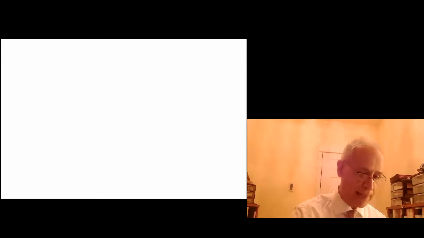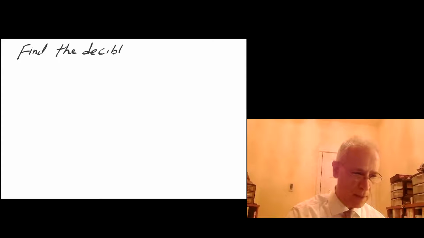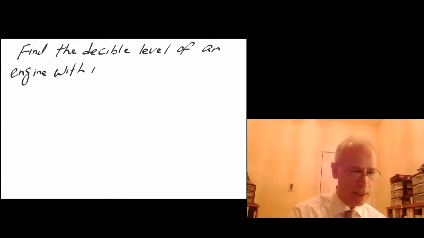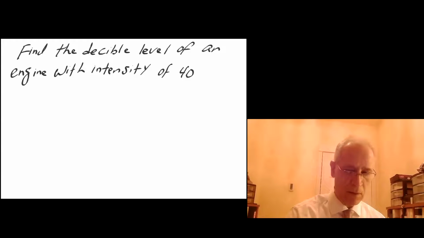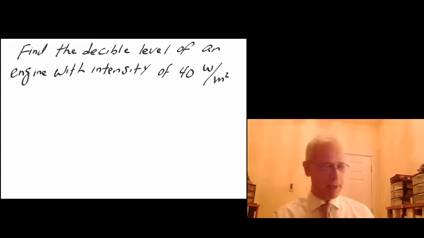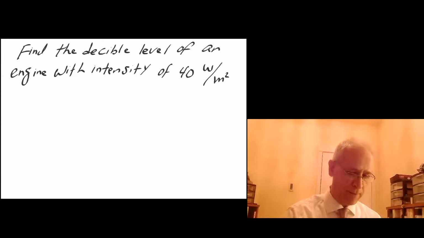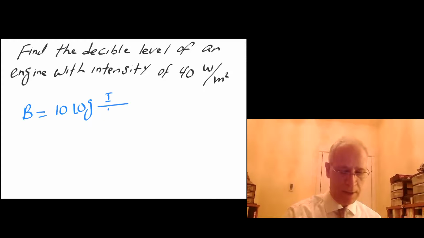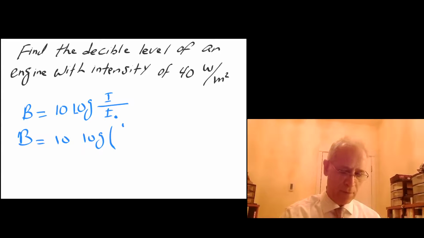So suppose we are asked to find the decibel level of an engine with intensity of 40 watts per meter squared. Okay, so using our formula, we are going to have B equals 10 times log of I over I naught. So B equals 10 times log of 40 over 10 to the negative 12.